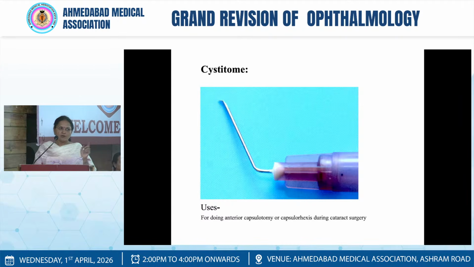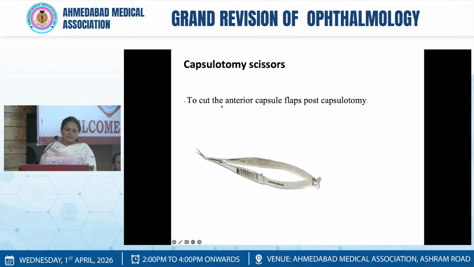This is the cystitome, what I was talking about for the capsulotomy or capsulorhexis. A 26 number needle, economical, and you just bend it with your needle holder. This is the capsulotomy scissors. So we have seen the 26 gauge needle first, second the capsulorhexis forceps, third the capsulotomy scissor. So suppose in cases of mature or hypermature cataract, you will not be able to do the complete capsulorhexis, you can cut it with the capsulotomy scissor.